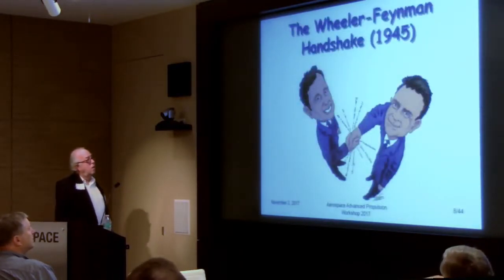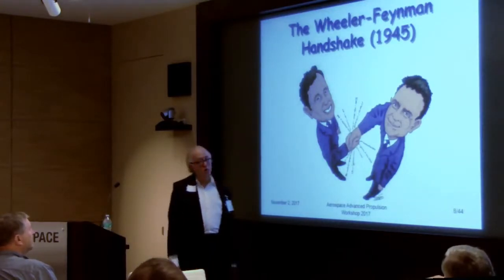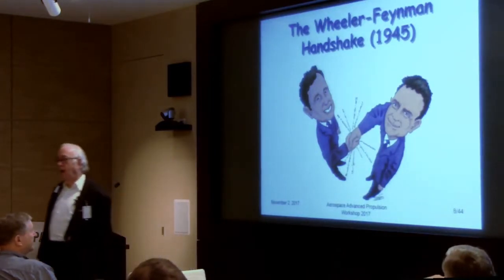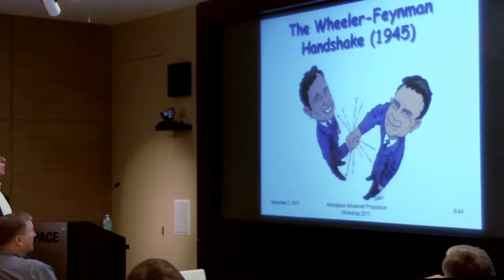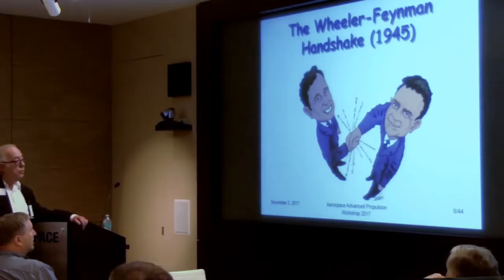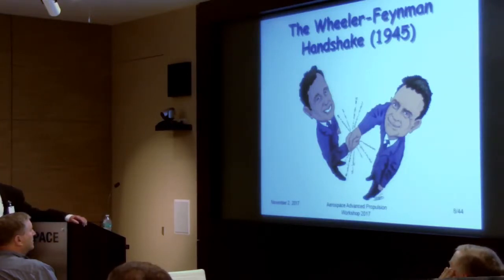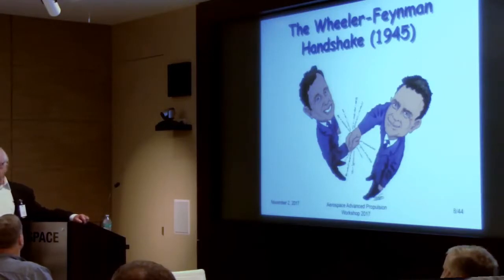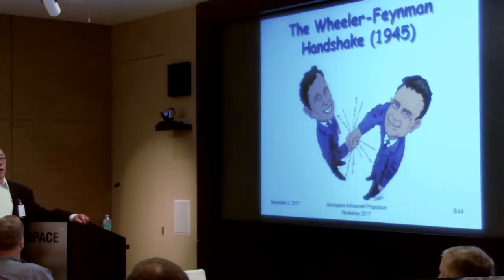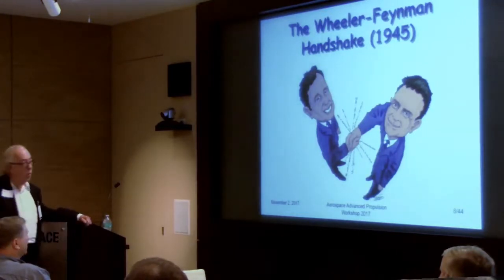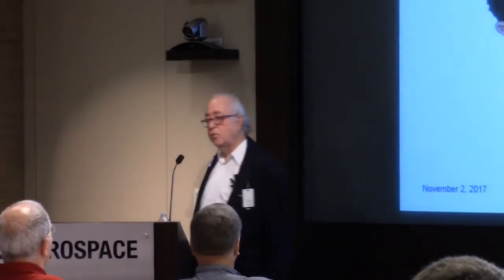Okay, this is a cartoonist friend of mine's version of Wheeler and Feynman in 1945, when they published the Wheeler-Feynman absorber theory paper. Basically, in conventional electrodynamics, the wave equation is a second-order differential equation in time, and this means it has two solutions. One of the solutions is the one we normally use, which is a wave going forwards in time, carrying energy and momentum into the future. And the other is a wave going backwards in time, the so-called advanced wave, carrying energy and momentum into the past.